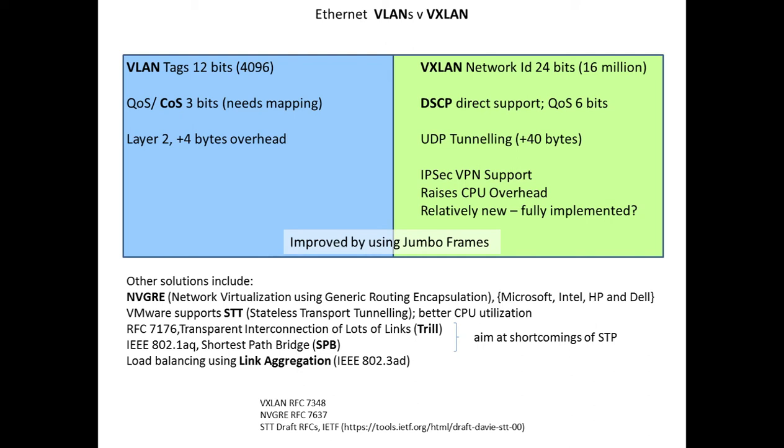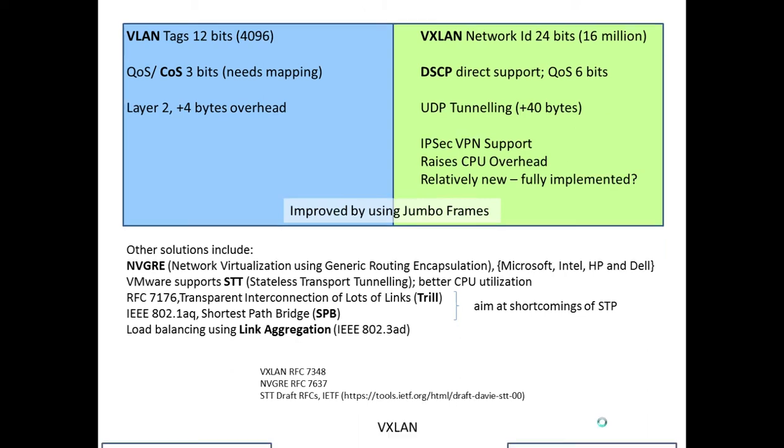They both support COS or QoS, as the opportunity to support the QoS bits, which is what we expected. They have RFCs associated with them, or a draft RFC in the case of the last of the tunneling techniques that's mentioned there, the stateless transport tunneling. But VXLAN and NVGRE, which you might come across, both now have RFCs associated with them.